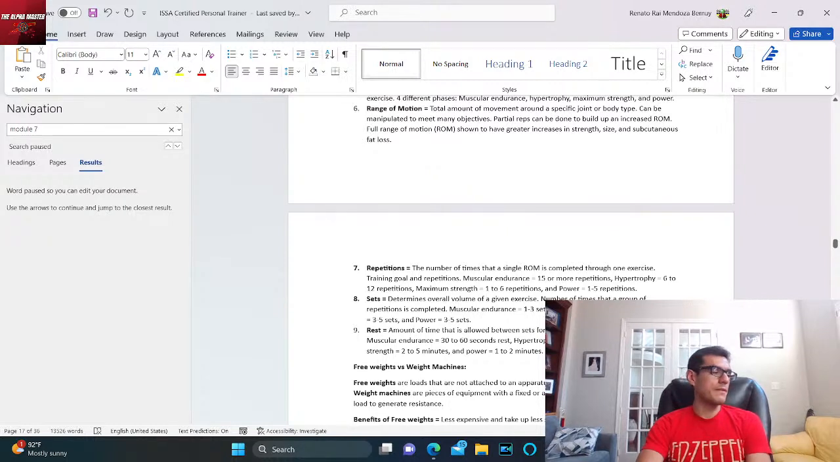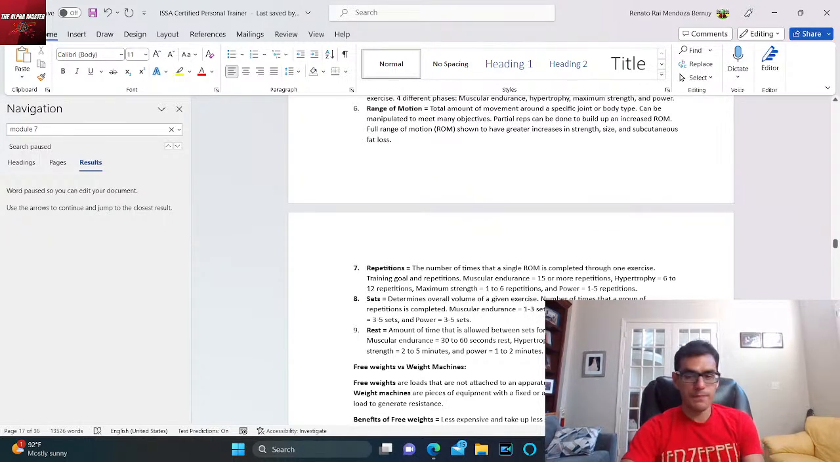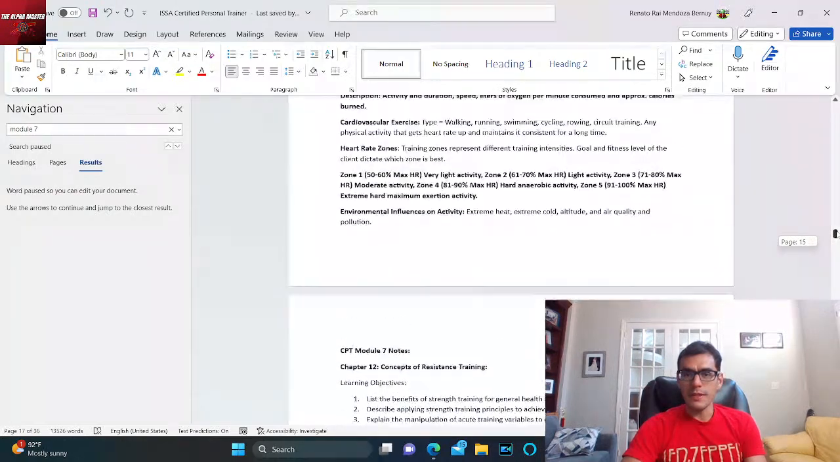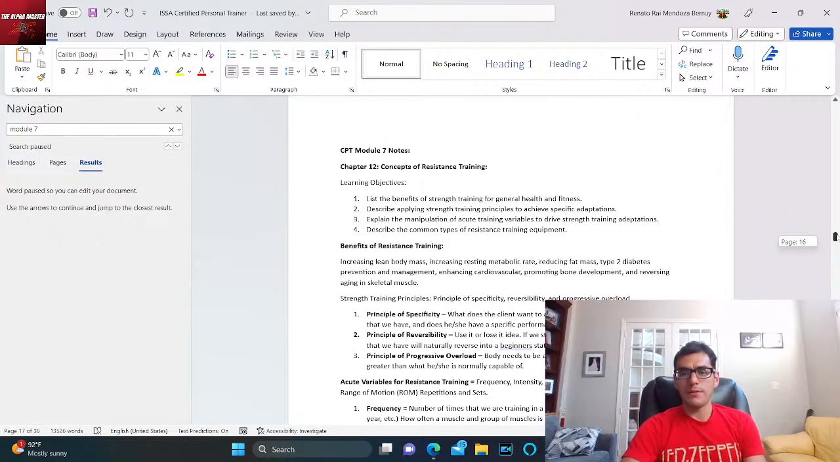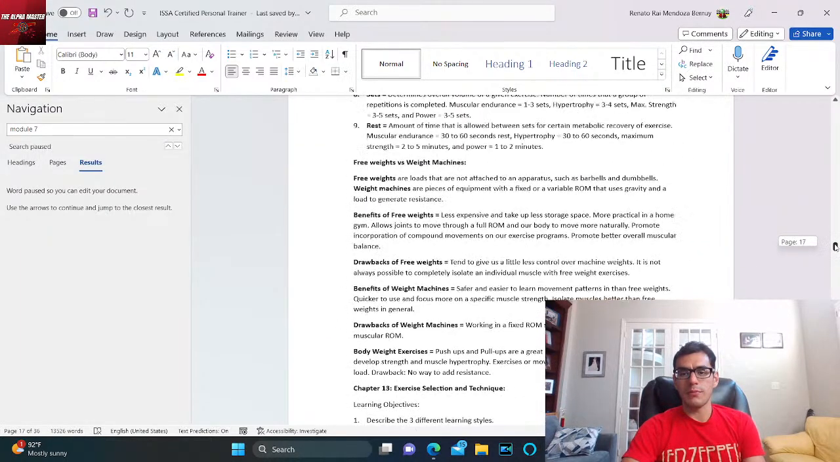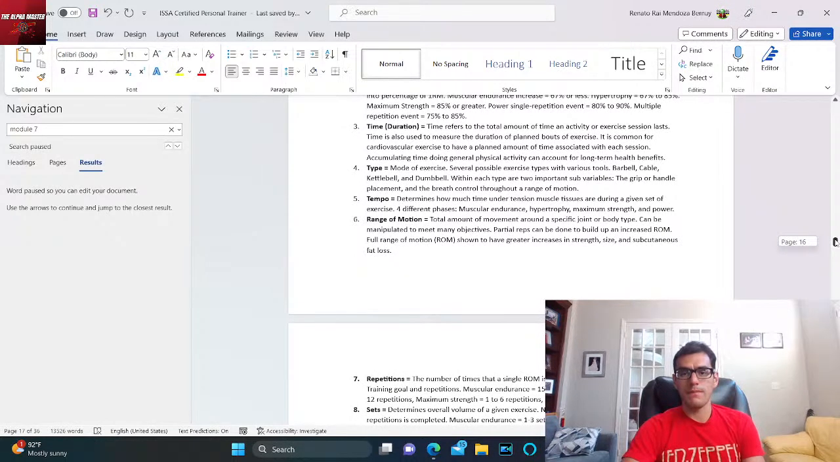Now you're going to look at the benefits and drawbacks of free weights and weight machines. Remember, it was part of the learning objectives. Common types of resistance training equipment are free weights, weight machines, kettlebells, and dumbbells.